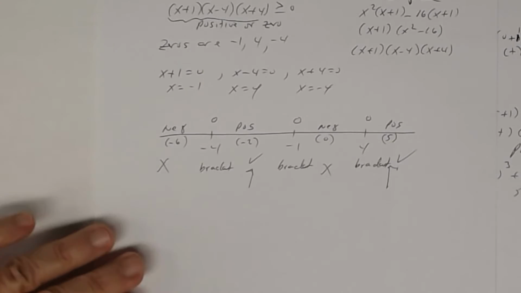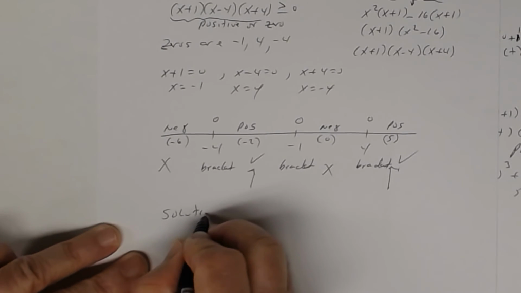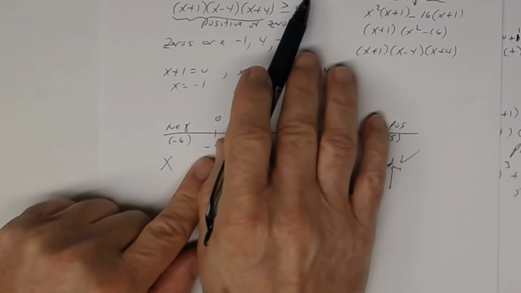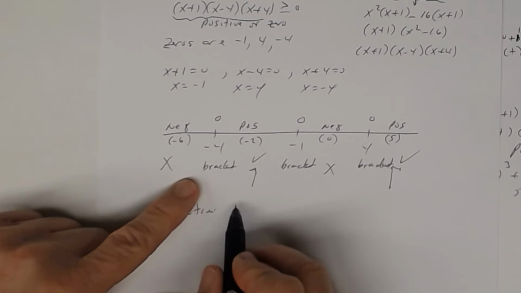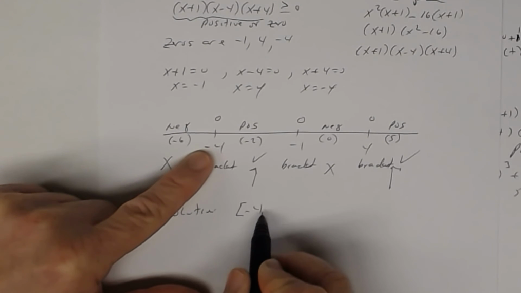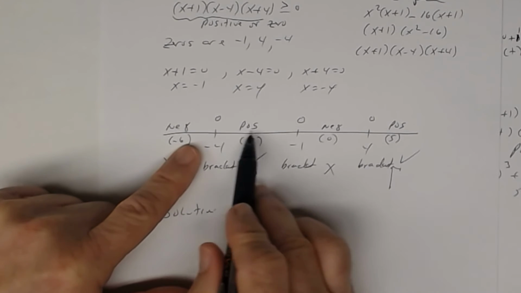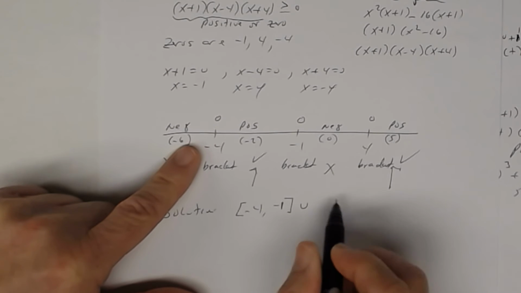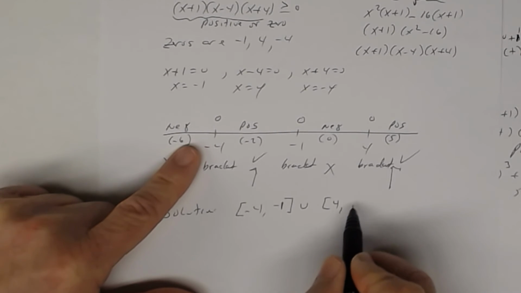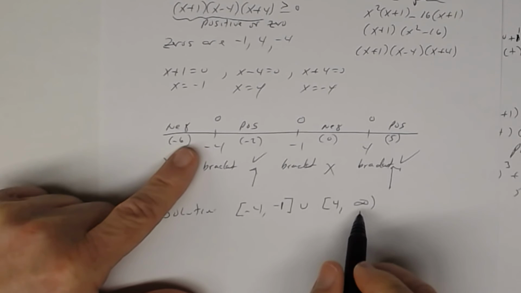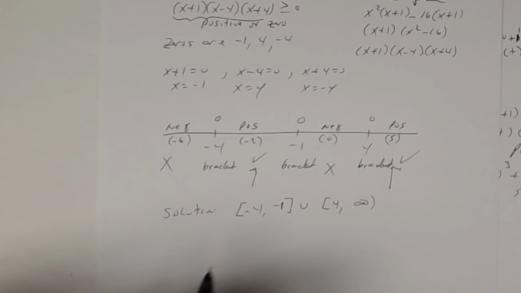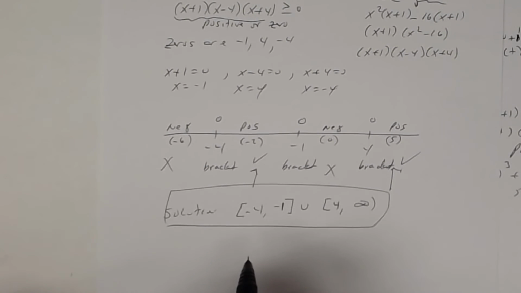And so therefore your solution will be, remember the zeros are included because of the equal sign. So your solution is bracket -4 to -1 bracket, union, and then bracket 4 to infinity with parentheses. Now remember, with infinity and negative infinity, you must always use parentheses. All right, so there's your solution. That's all you do. It is not a very difficult process.